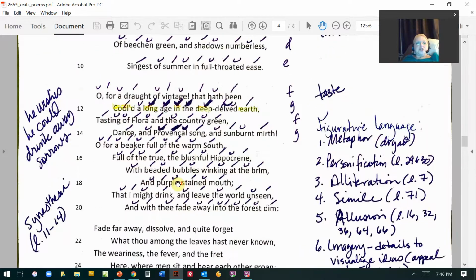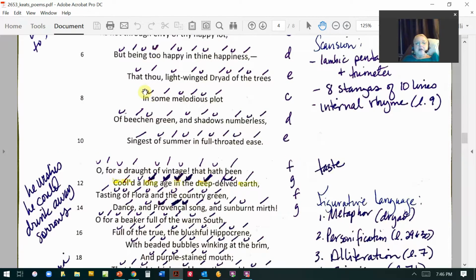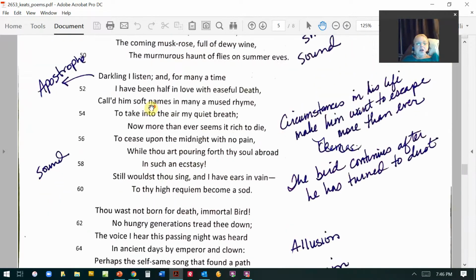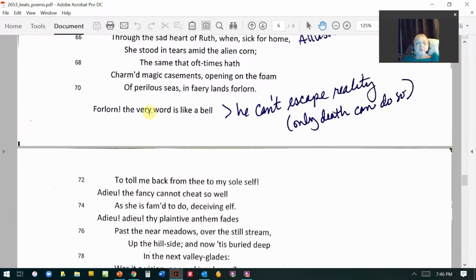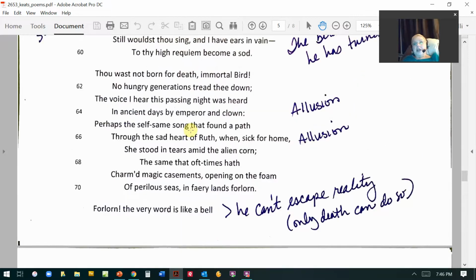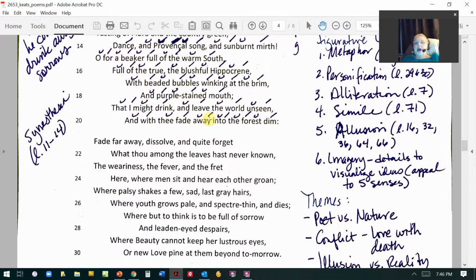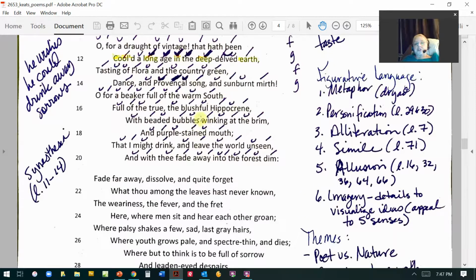We have alliteration. An example of that is in line 7. That thou, so that repetition of the sound is alliteration. Simile on line 71: the forlorn, the very word is like a bell to toll me back, right? So "like a bell" is our simile. Not a whole lot of similes here, but allusion. An allusion is where you make a reference to an event or a person external to the poem. It could be historical, it could be literary. So line 16, we have the Blushing Hippocrene.